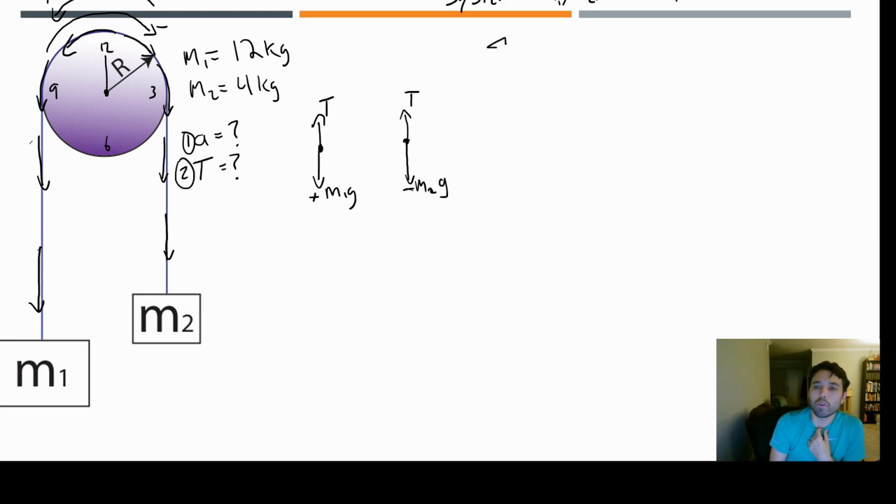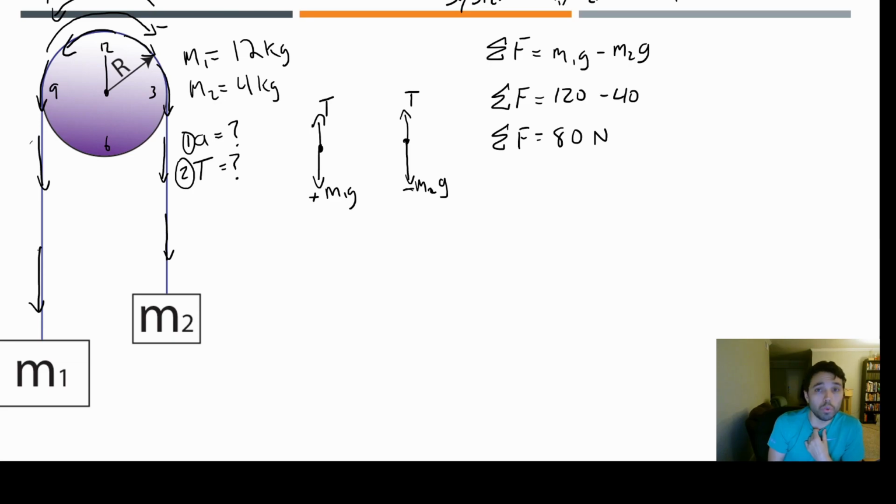So what is our net force equation? The only forces acting on this system that are external are the weight forces. So we have M1g minus M2g, because we said it's negative because of the way the pulley changes the directions. M1 was 12 kilograms, and g is 10, so we get 120, minus M2, which is 4 kilograms, so M2g is 40. So our net force is 80 newtons.